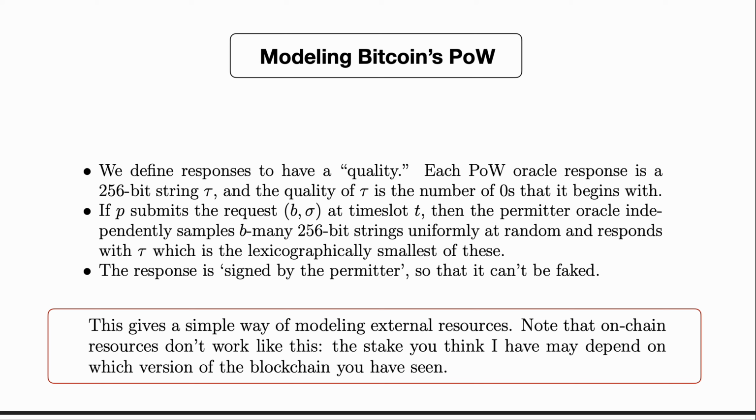To reiterate the point, it's worth noting that on-chain resources don't work like this. With external resources, each player really has a fixed balance at each time slot. I have a certain hash rate. With stake, that's not necessarily the case. The amount of stake that you think I have may depend on the version of the blockchain that you've seen.